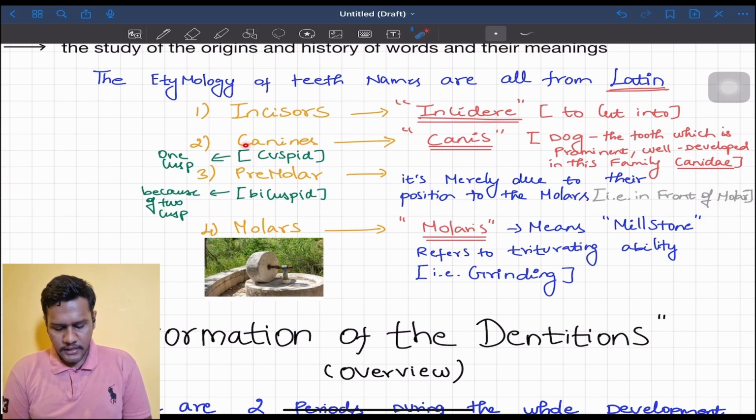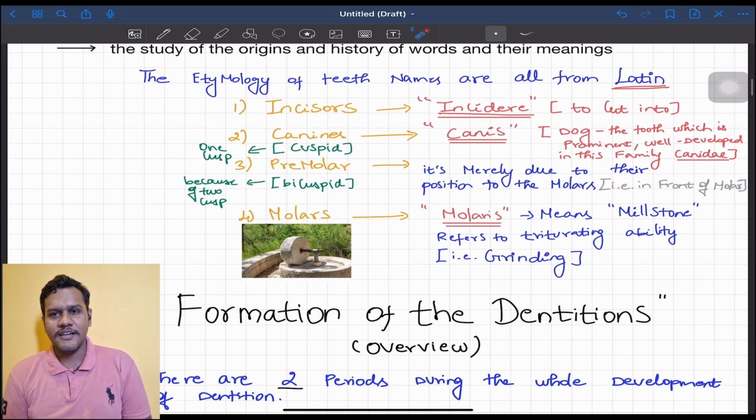Next, the canines. They are also called cuspids, as there will be only one cusp. The word is derived from canis, meaning a dog. The tooth is prominent and well developed in this family, Canidae, so it most often refers to dogs. Like you can see in a dog, there are sharp canine teeth. You can see in lions also there are sharp canines, but a lion belongs to the cat family.